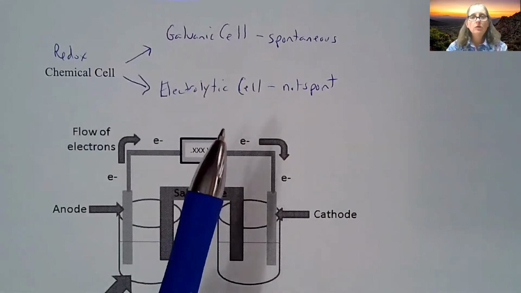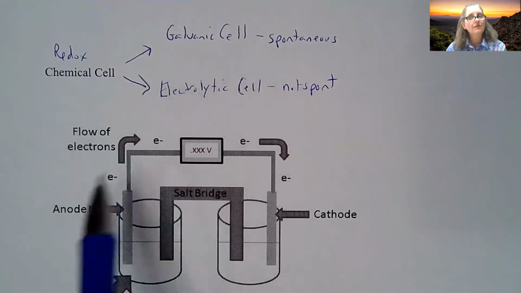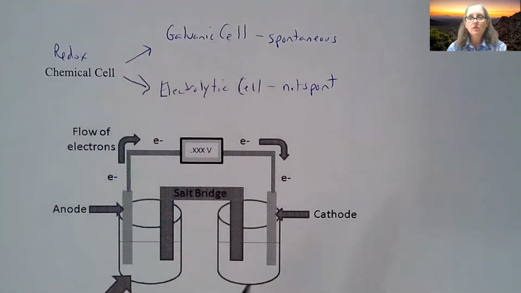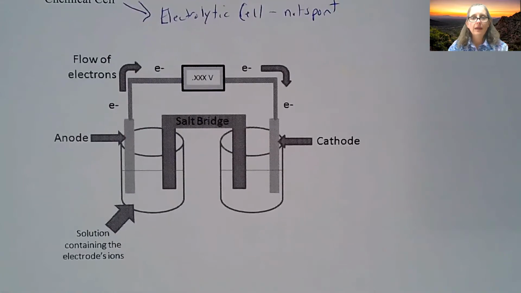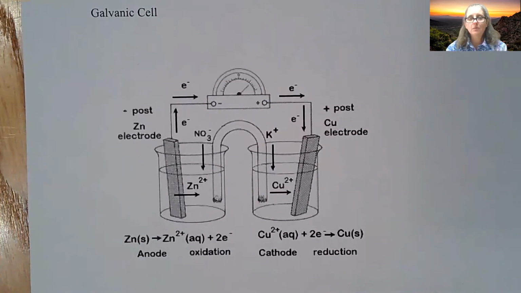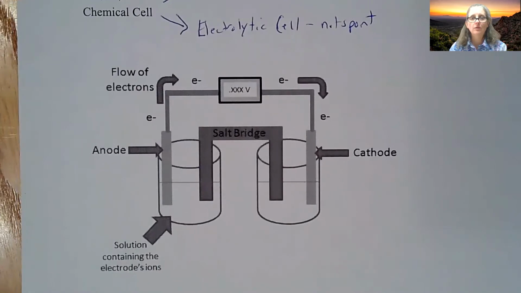So we are going to start with galvanic cells, and then electrolytic cells is just the flip of it. We're going to spend most of our time on galvanic cells, because once you understand that, the other one is pretty self-explanatory. So what I have on this page are two diagrams. This is just a general diagram, and the one on the bottom is more specific as to what elements and solutions we are using.